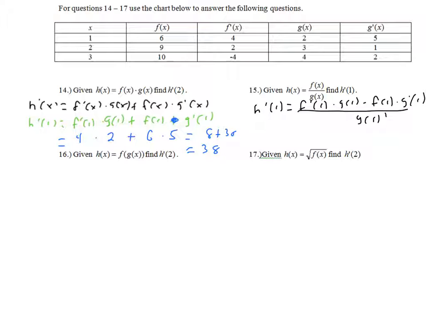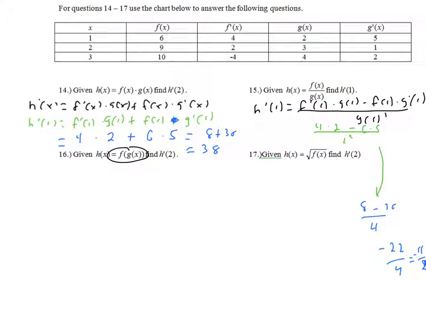Now I'm going to put those things in where they belong. So f prime of 1, again using this table, is 4, g of 1 is 2, minus f of 1 is 6, times g prime of 1 is 5, divided by g of 1 is 2, and we're squaring it. I'm just going to finish this down here. So 8 minus 30 divided by 4, negative 22 divided by 4, which I guess you could call negative 11 halves. It's not a multiple choice, so you can leave it however you want.